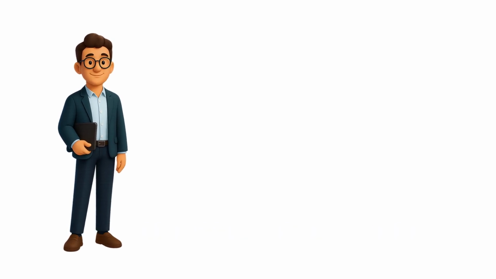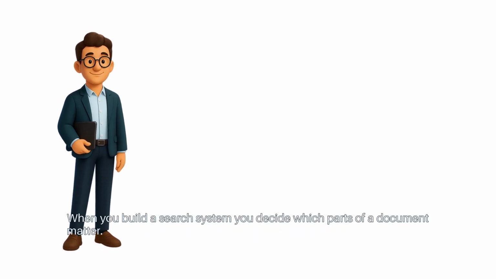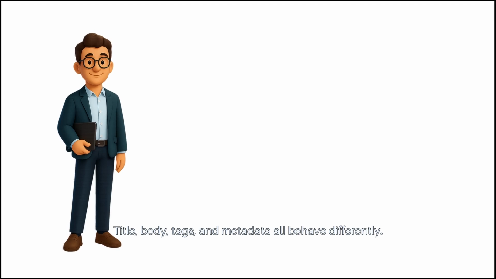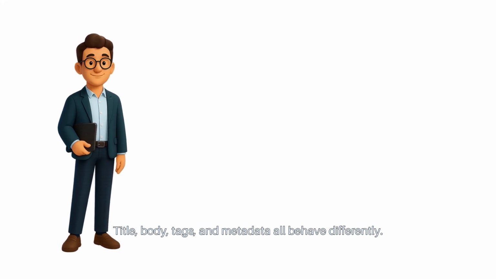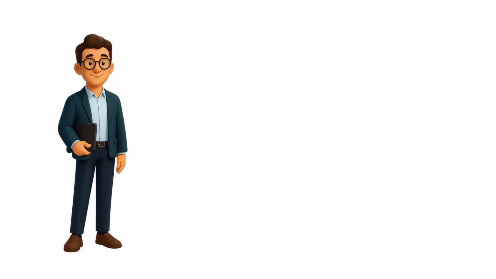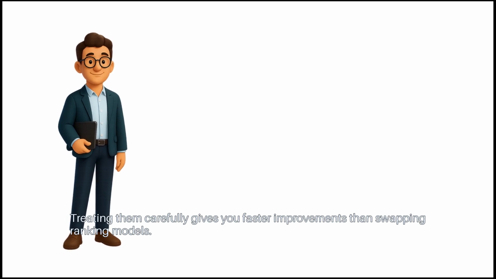Search schema design is about control. When you build a search system, you decide which parts of a document matter. Title, body, tags, and metadata all behave differently. If you treat them the same, you get noisy relevance. Treating them carefully gives you faster improvements than swapping ranking models.